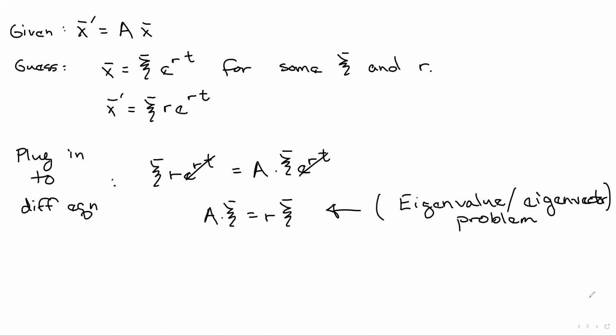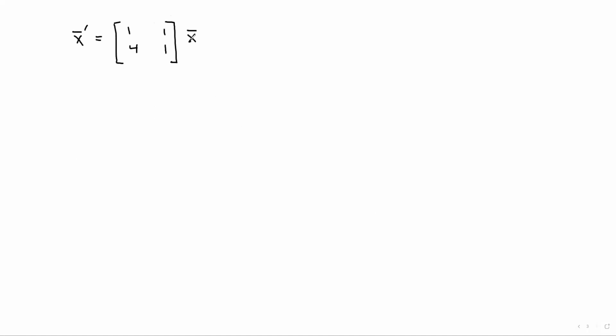So let's suppose we had x prime equals a matrix times x. This has the same format; I've just replaced the A with an actual matrix. And we want to go through and solve this system. All right, so let's start off by guessing, or letting, x equal xi e to the rt.